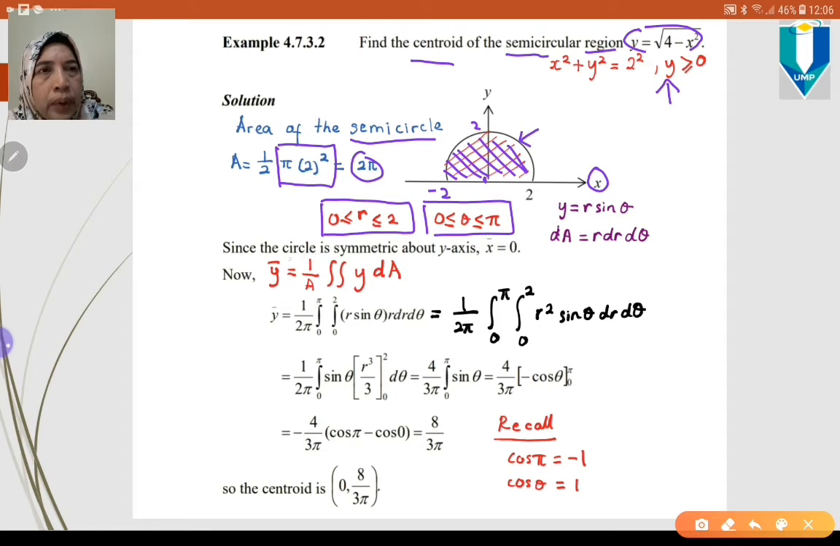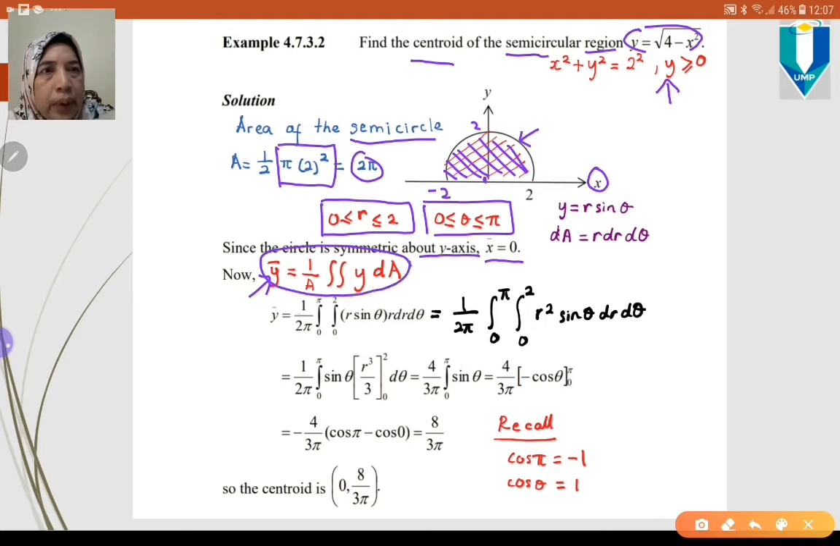You notice that this semicircle is symmetrical about the y-axis, so basically x bar is 0. So you need to find what y bar is. y bar by formula is 1 over A times the double integral of y dA. This is the formula that we have learned before.